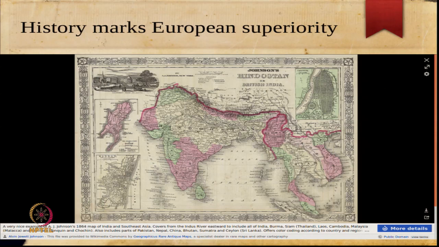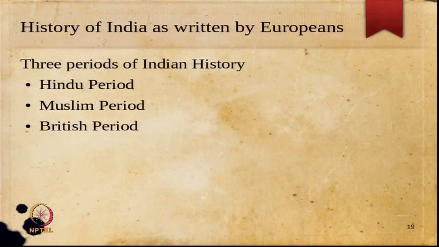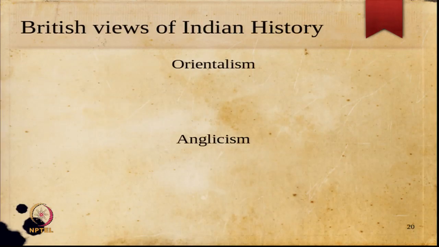There was a lot of chaos, there was a lot of infighting among Indian rulers at that point of time. And that worked to justify European rule within this subcontinent. But there were two competing views of Indian history between the Orientalists and the Anglicists.